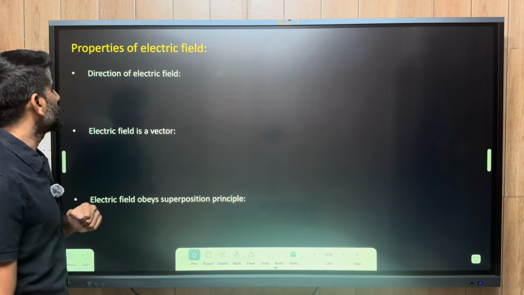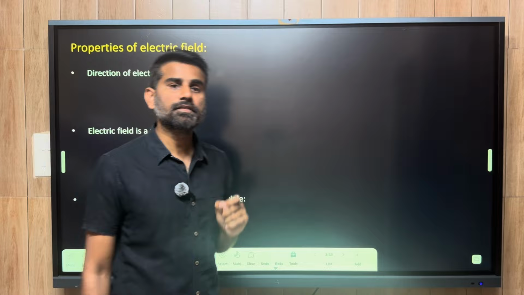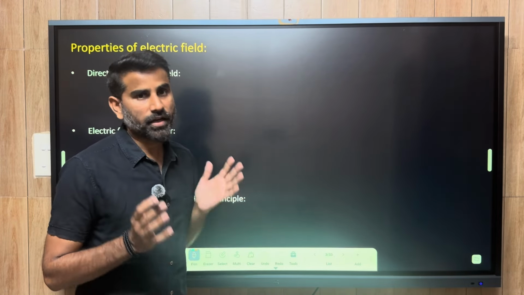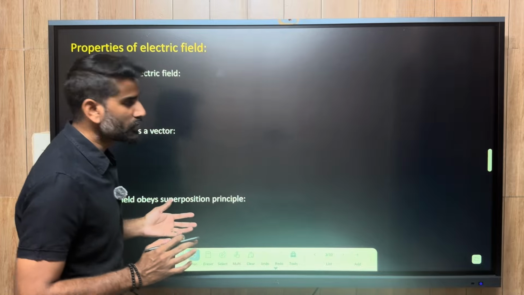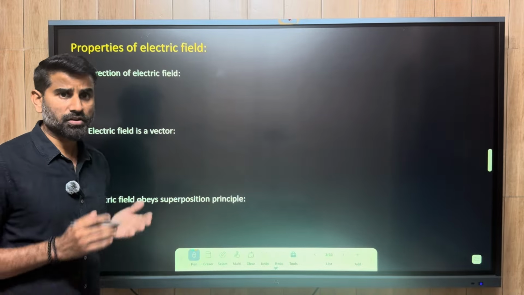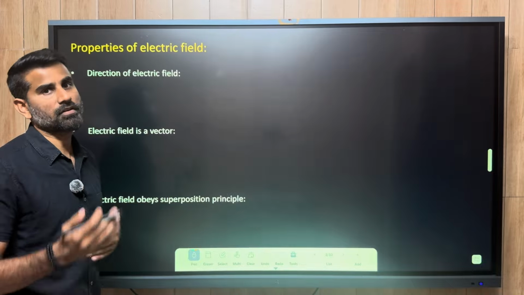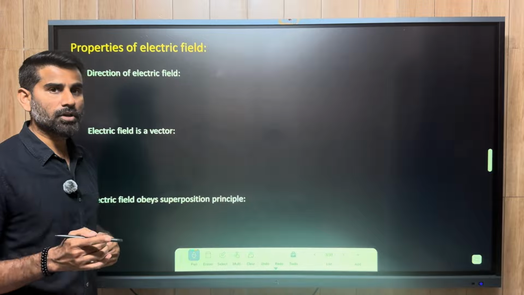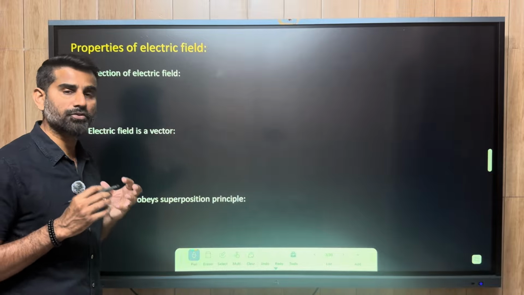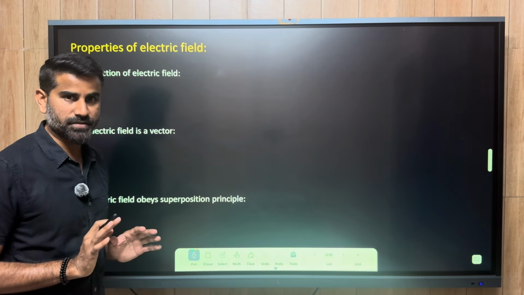Look at the first property of electric field, direction of electric field. Electric field is a vector quantity that I have already mentioned multiple times, right? So it will have both magnitude and direction. To find the magnitude of the electric field, we have the formulas. E is equal to F by Q naught is one type of formula. E is equal to K into Q by R square is another formula. The second formula, E is equal to KQ by R square, is used to find the electric field due to a point charge at the point of interest.